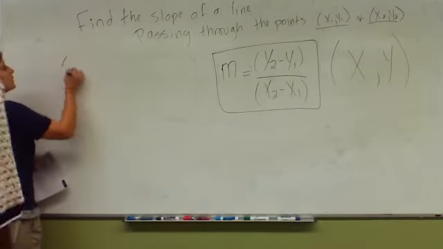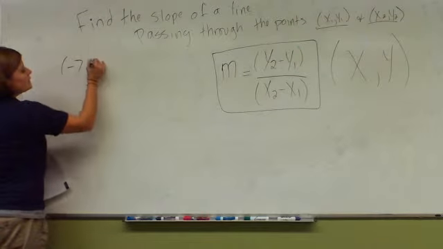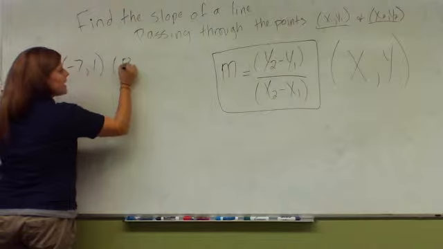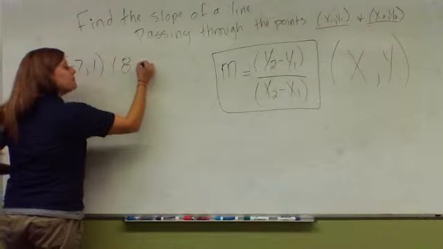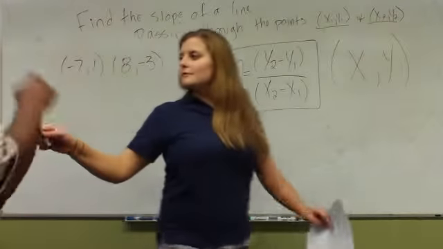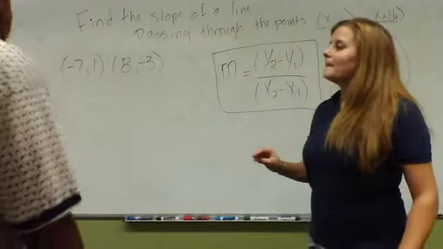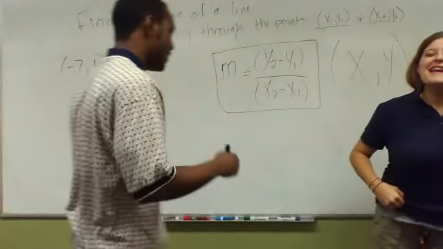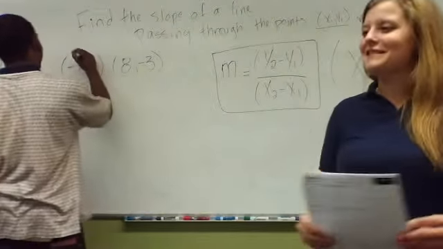Okay, so now we're going to go with negative 7, comma 1, and 8, comma negative 3. What do you do first? Label the points first. Label the points first. He's getting a little cocky now because he's knowing what he's doing.